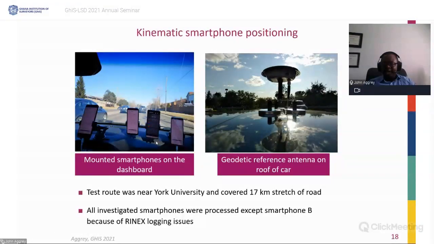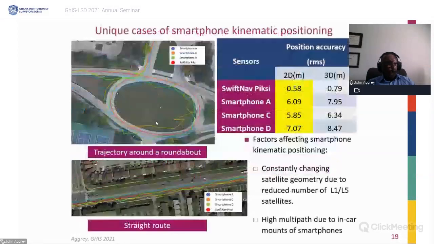But before that, I want to highlight that these smartphones were actually inside the car. So first of all, the results will not be great because they are not outside of the car. They were on the dashboard of the car, so there are a lot of factors that can affect it. These are some of the results that I obtained. I drove through some roundabouts, using the smartphones to position myself.